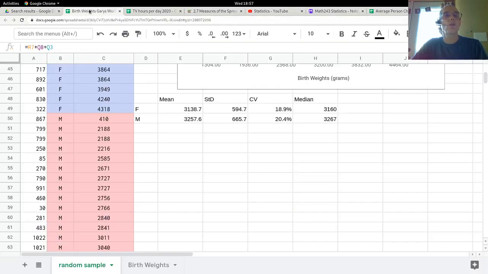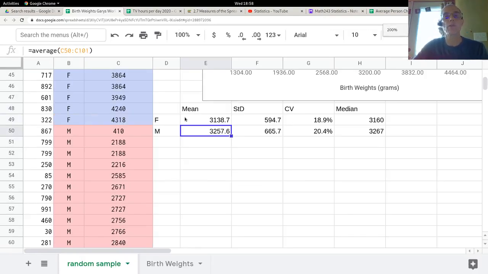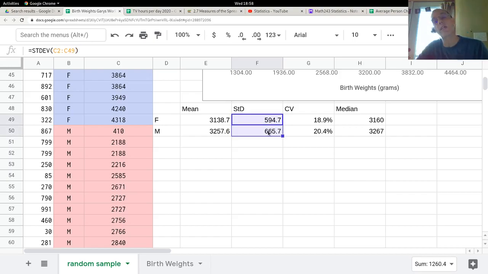All right, so the birth weight example, which I've brought up before and you'll probably see again, I sorted them here by females and males. So the average female weight was 3,138.7 grams. The average male weight, let's blow that up a little more, 3,257.6 grams. So on average, the males were a little bit heavier than the females, but not that much. As far as the spread, the males had maybe a larger spread on average than the females, but I can't really compare the STDs directly because they don't have the same means.